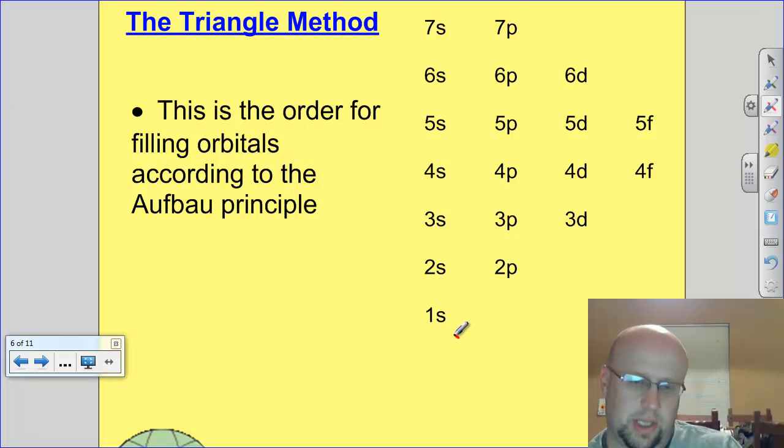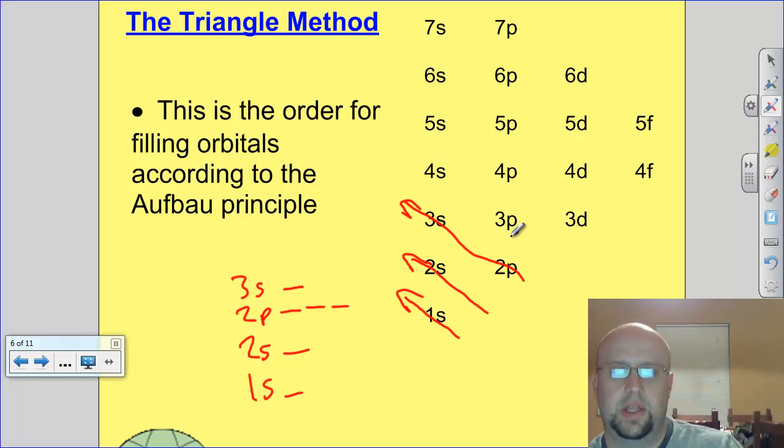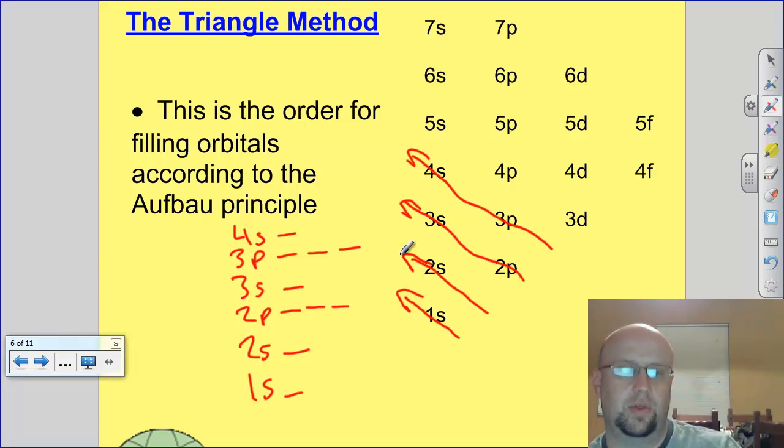The triangle method goes like this, that you draw arrows up and to the left, and that tells you what order they go in. So I know that I go 1s, 2s, okay, 2p, and then 3s, okay, so 2p, 3s, okay, and so on and so forth. I know that the p's all have 3, the s's all have 1, the d's all have 5, and the f's all have 7, okay, and I would just keep drawing my chart here.